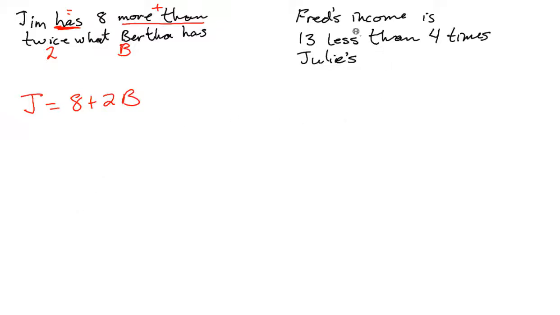Good. Let's try this one. You had a chance to do it. Fred's income is 13 less than 4 times Julie's. Fred's income is, there's the equal sign, 13 less than. Remember, less than, we need to switch them. So 13 needs to be subtracted off of 4 times Julie's. That's 4J. Excellent. And that will summarize this section.